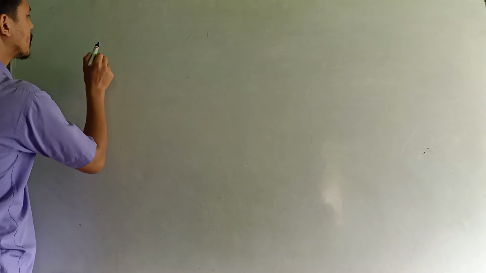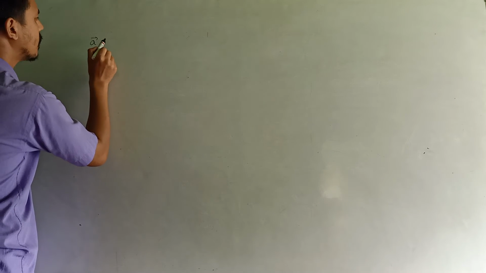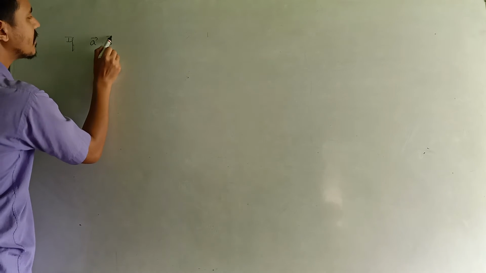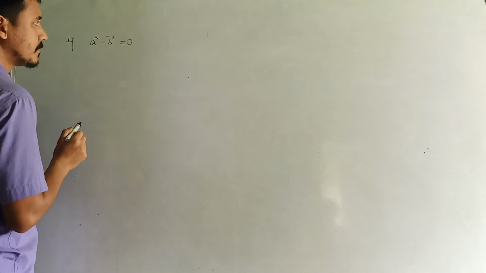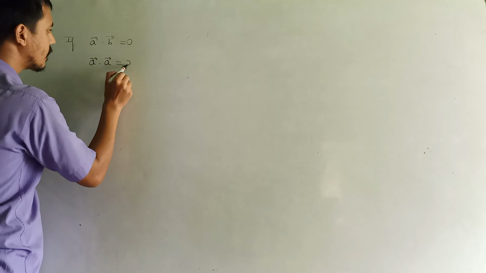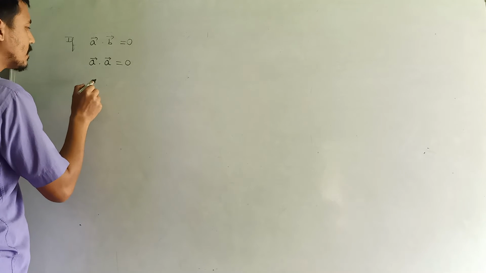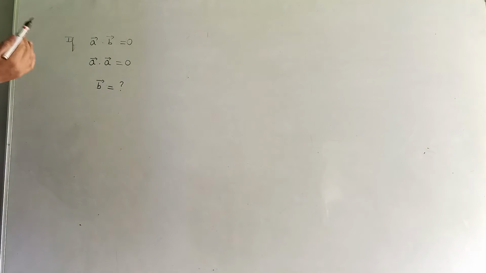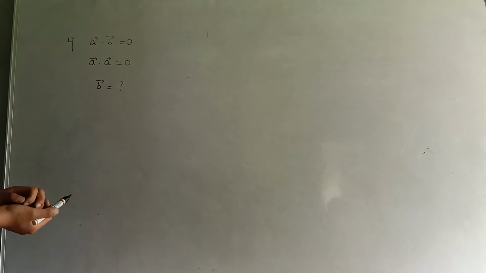A dot A is 0. Okay, A dot A is 0. If A dot B is 0, A dot A is also 0. Then what can you say about B? What do you say about B here? Anything that you can think of?